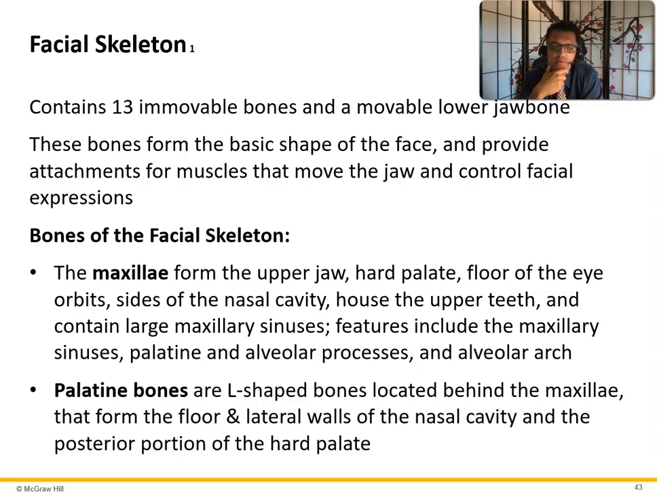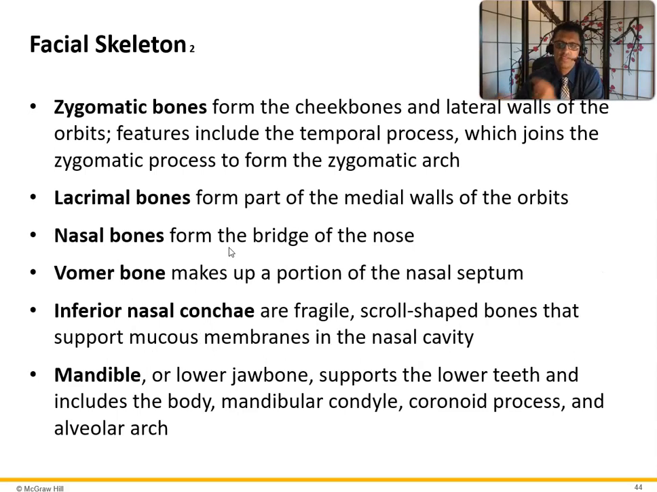The palatine bones are L-shaped bones located behind the maxilla and form the floor of the lateral walls of the nasal cavity and the posterior portion of the hard palate. You have zygomatic bones, which are right here, form the cheekbones and the lateral walls of the orbits. Features include the temporal process, which joins the zygomatic process to form this zygomatic arch. And a lot of times this arch can determine your race.